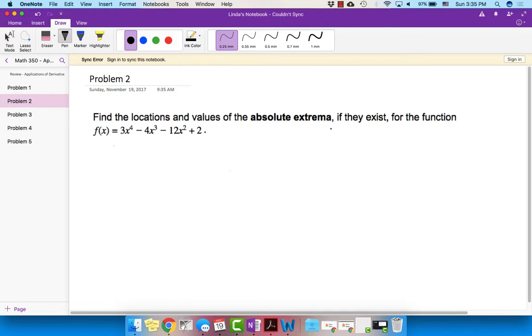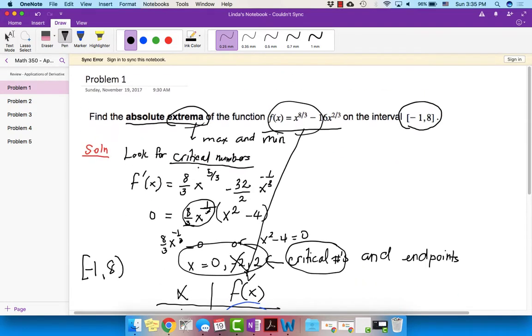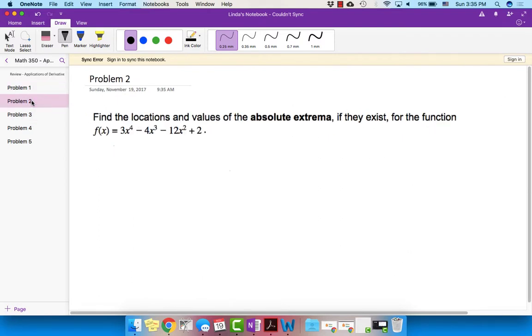Again, when you look at this, you notice that compared to problem number 1, where we have a certain defined interval, problem number 2 does not define where the interval or the domain is. In this case, what they are actually asking for is that you need to find every absolute extrema for this function from negative infinity to positive infinity.